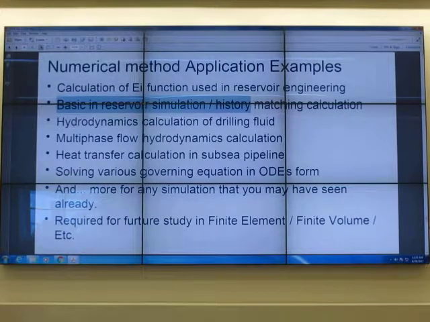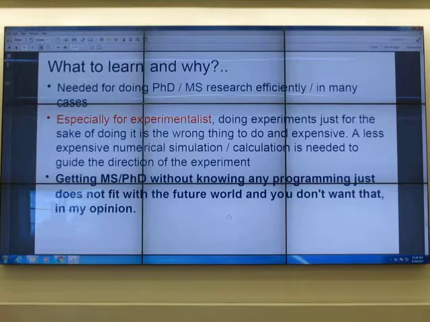PDE, ODE. If you want to do hydrodynamic calculation of drilling fluid flow in the drill pipe, and you want to do more and more calculation, you may need numerical method. If you do heat transfer calculation, you do discretization, you solve PDE, yes, you need numerical method. Solving various governing equations and more, you can do more with numerical method, okay? And you need it for finite element and finite volume. Needed for doing MS or PhD.